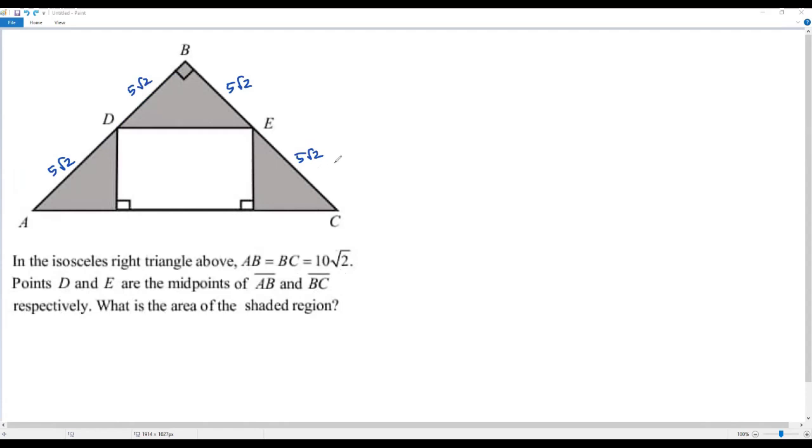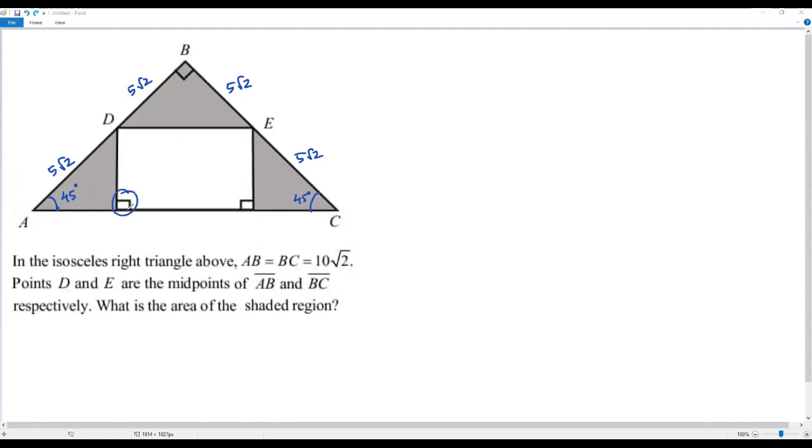Okay, the question says it's an isosceles right triangle. Here we have the right angle at the vertex B. So in any isosceles right triangle, apart from the right angle, the two remaining interior angles will be equal, and the measure of each interior angle will be 45 degrees. So here we'll have 45 degrees and here we'll have 45 degrees, because when we add 45, 45 and 90, the three interior angles add up to 180 degrees.